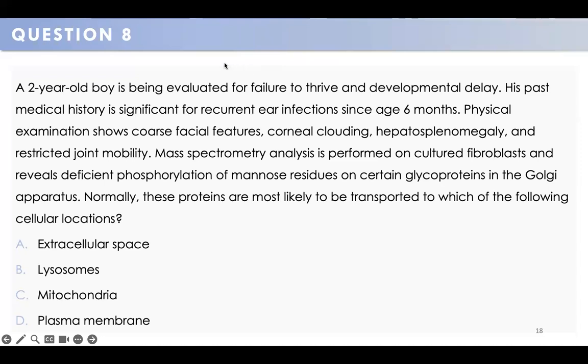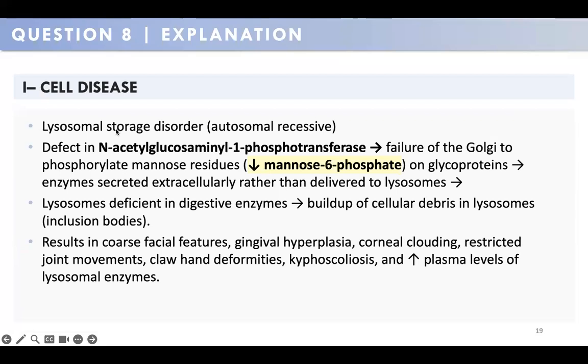Okay, so you answered B. That's correct. Lysosomes. Do you know the name of the disease? No, it's not Hurler. So the main problem here is the phosphorylation of mannose residues. Exactly, I-cell disease. It may mimic Hurler because of the corneal clouding and the restricted joint mobility, the skeletal abnormalities. But they mentioned that the problem is deficient phosphorylation of mannose residues, which is seen with I-cell disease. So I-cell disease is a lysosomal storage disorder.